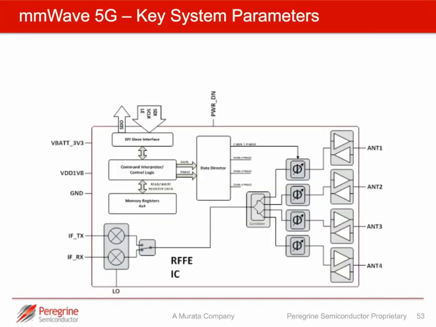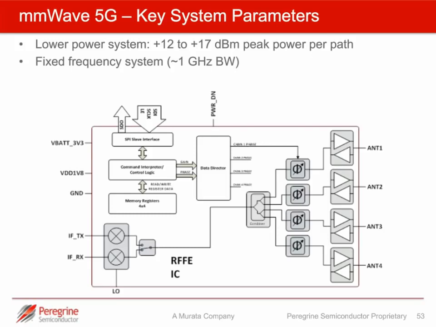So again, looking at this, the Peregrine approach is a lower power system. The power requirement may be plus 12 to plus 17 dBm peak power per path. It's a fixed frequency system, so it's a relatively narrow fractional bandwidth, something in the order of maximum 1 gigahertz at 28 gigahertz. So all of this lends itself to much higher levels of integration. And the diagram at the bottom shows the type of integration that is possible and achievable with a technology such as UltraCMOS.